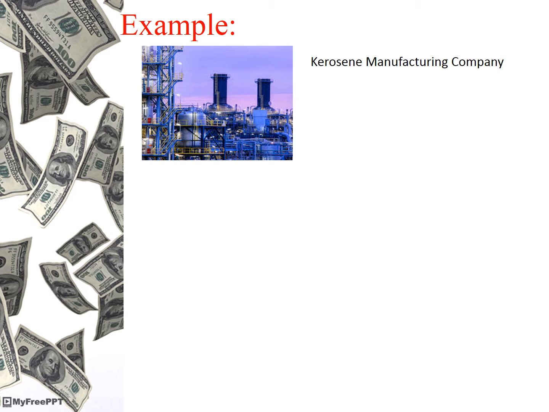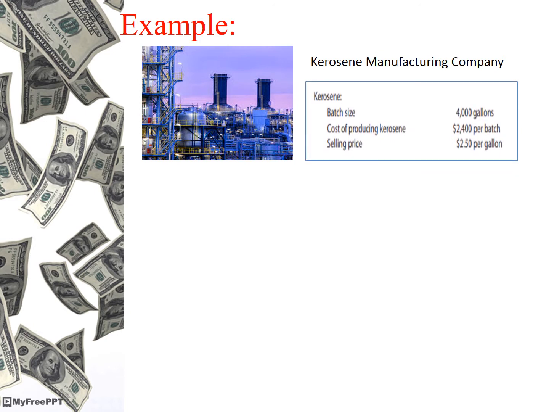To illustrate, assume that a business produces kerosene as an intermediate product as follows. If this is to be sold, the batch size of kerosene produced is 4,000 gallons, and the cost of producing kerosene is $2,400 per batch, with a selling price of $2.50 per gallon.